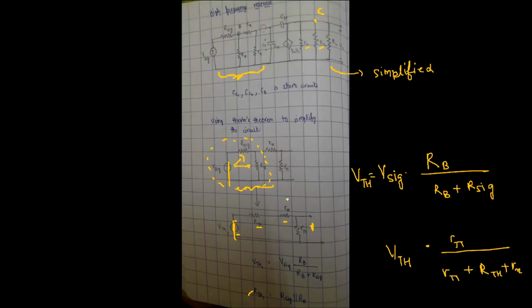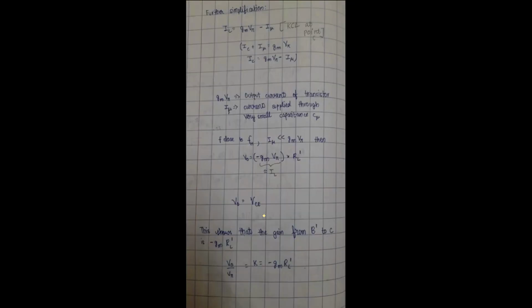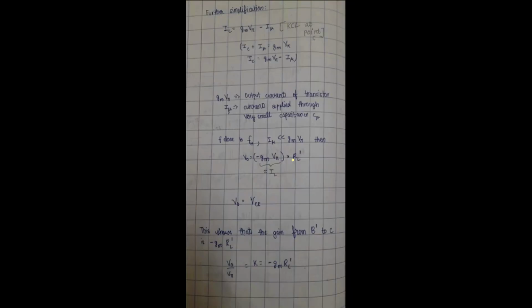is this expression. So on the right hand side, the output side, we have three resistors, all of which are in parallel. So that's very easy to calculate the equivalent resistance. It's just R0 parallel with RC, parallel with RL. So now we have simplified the circuit a lot in comparison to what it was earlier, but we can simplify it even further. So what we do is at point C we apply KCL.